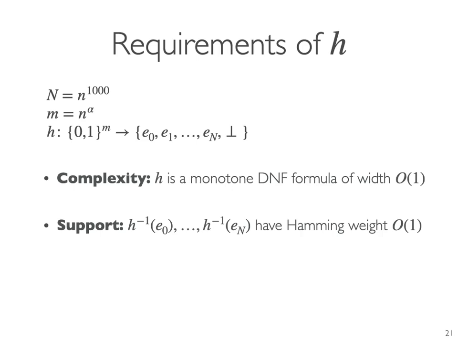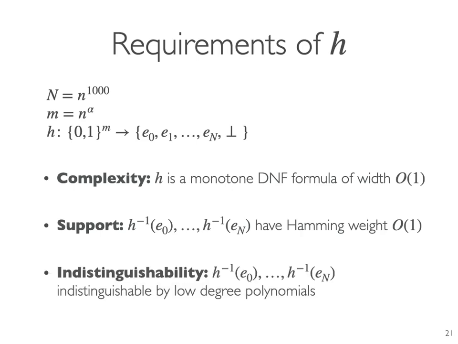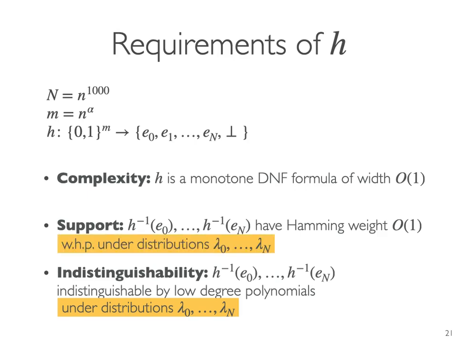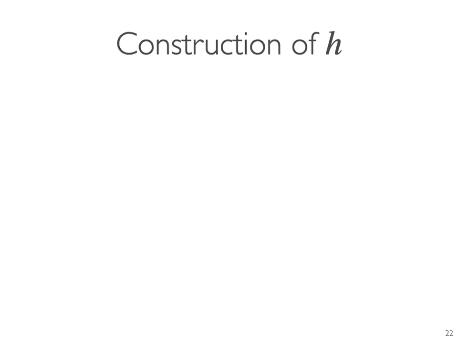This is needed in order for the hardness amplification to produce a dense function in the end. Finally, the encodings of different e sub i's need to be indistinguishable by polynomials. Unfortunately, these three properties are too ambitious and cannot be implemented literally. What we do instead is achieve the third property with respect to appropriate probability distributions, lambda 0, lambda 1, and so on. And likewise, we prove the second property with high probability with respect to the same probability distributions, lambda i. All right, what are these probability distributions, lambda i?